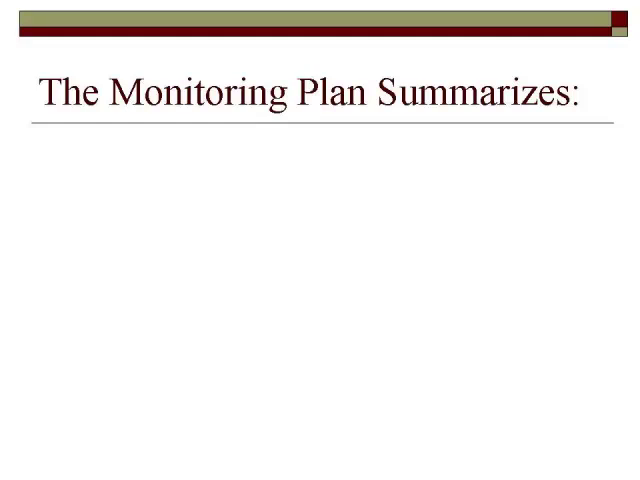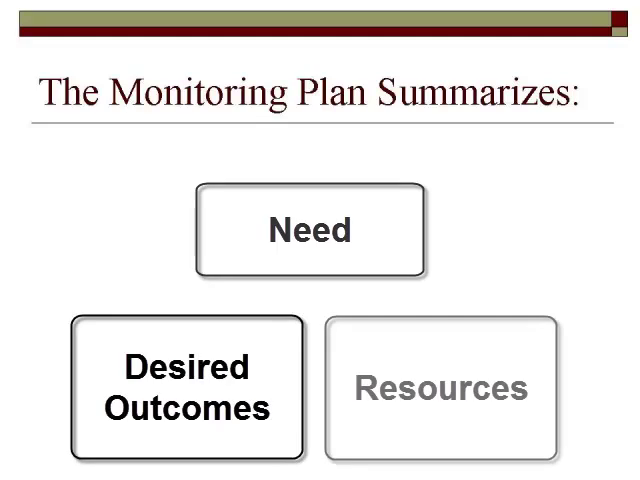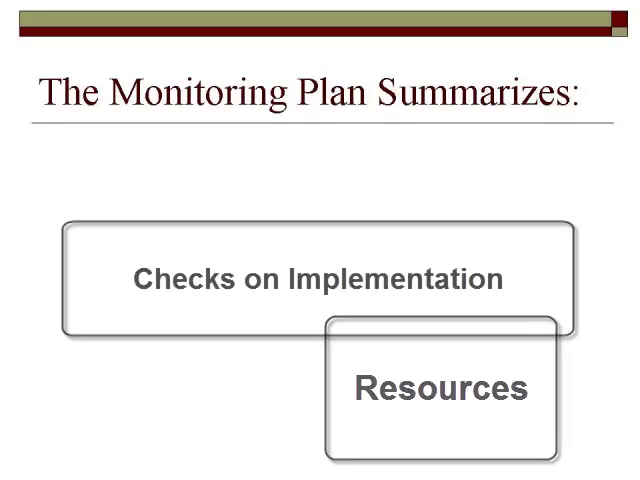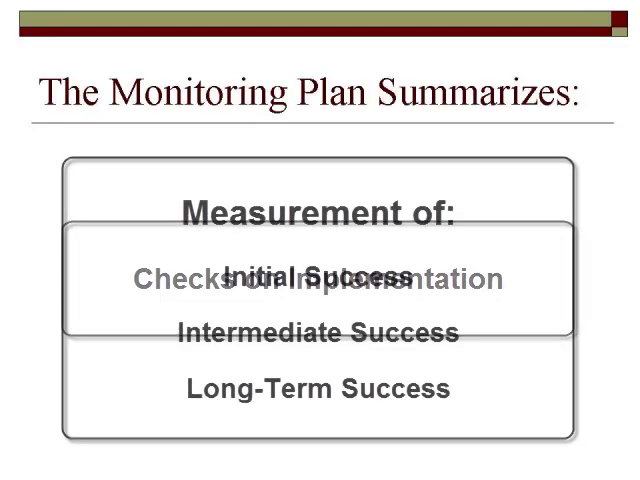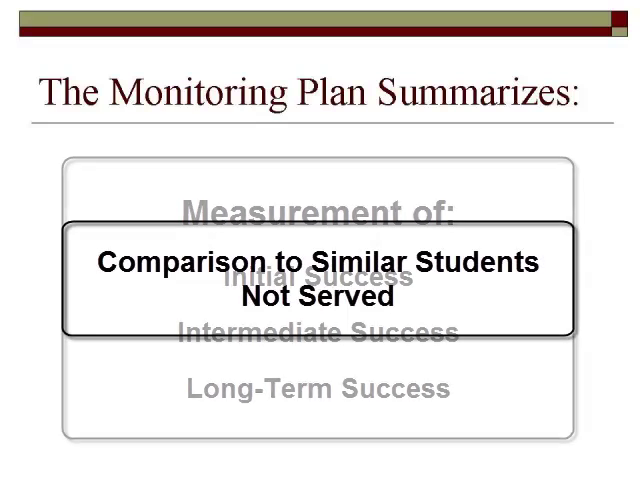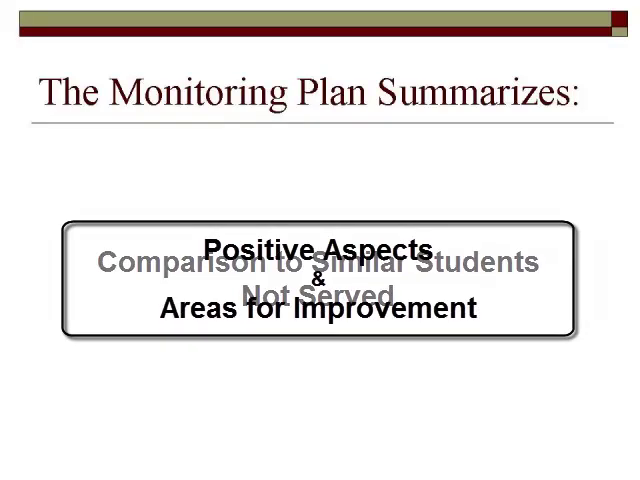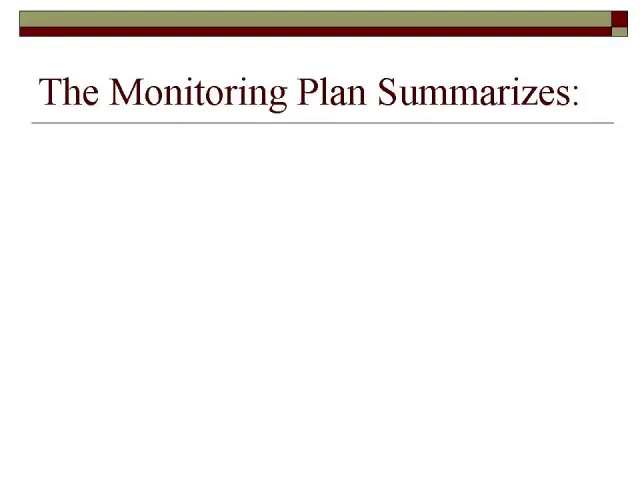Developing a monitoring plan will help to ensure that each piece of the process is addressed. A monitoring plan will help you to identify the need, the desired outcomes, and the resources necessary to implement your effort. Additionally, it will help clarify your implementation checks, as well as specifying how you will measure initial, intermediate, and long-term success. You may also want to identify a comparison group to help determine the success of your effort. Finally, the monitoring plan will guide you as you examine both positive aspects of your effort and areas that need improvement.